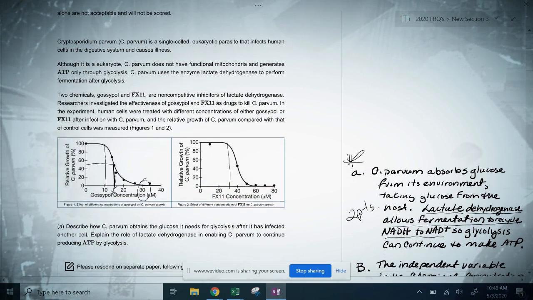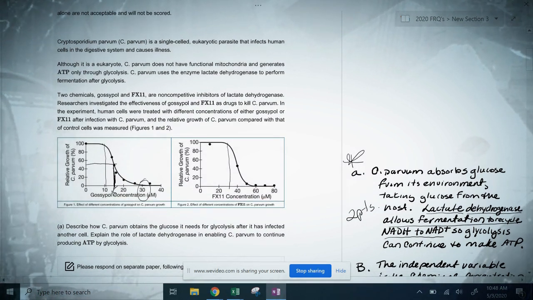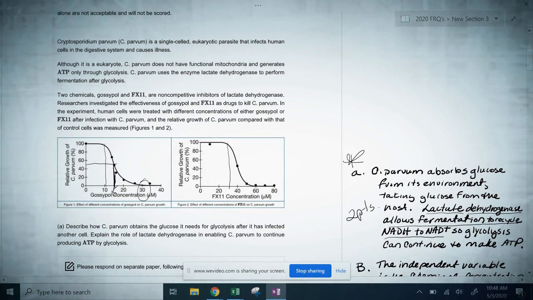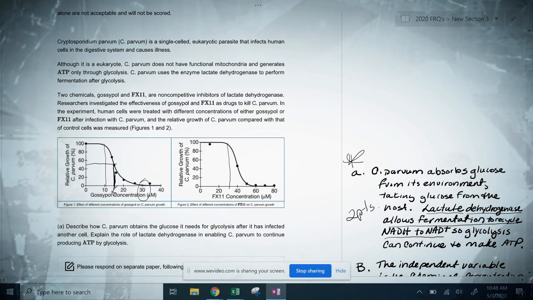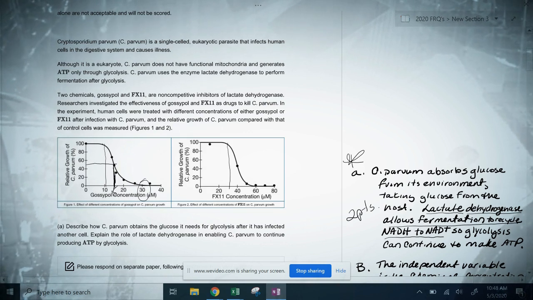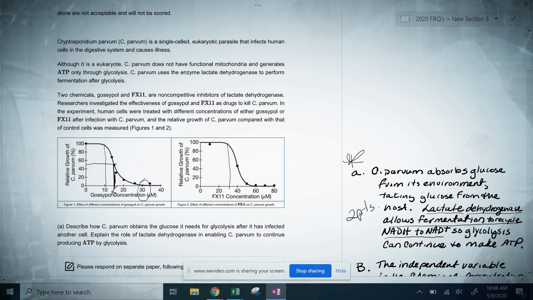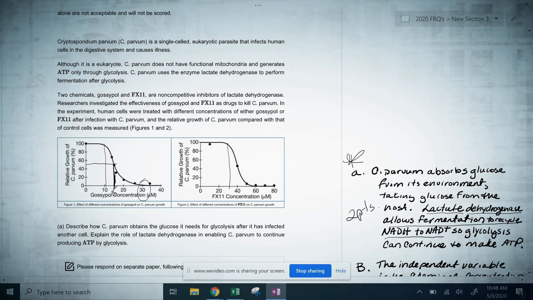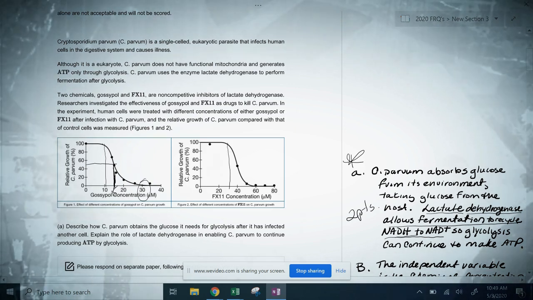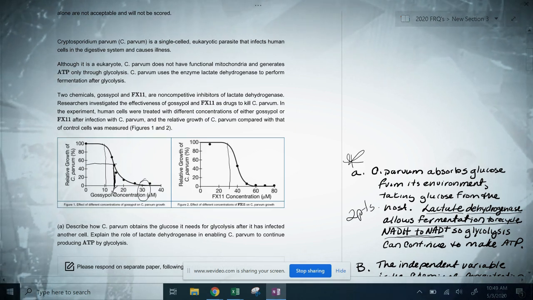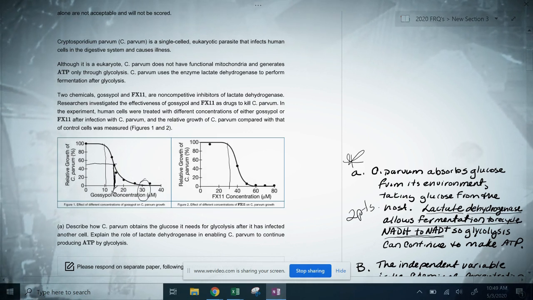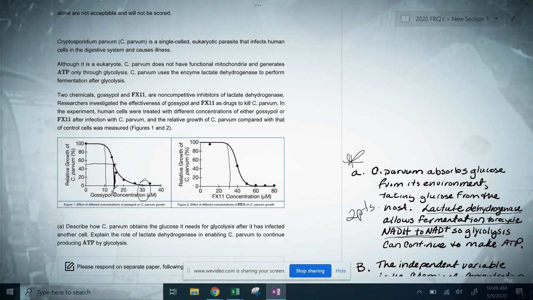All right, the next part of the question, explain the role of lactate dehydrogenase in enabling C. parvum to continue producing ATP by glycolysis. So you have to know your glycolysis. How does this continue? This lactate dehydrogenase is going to allow the NADH to be recycled to NAD, which I have underlined here, so glycolysis can continue to make ATP.